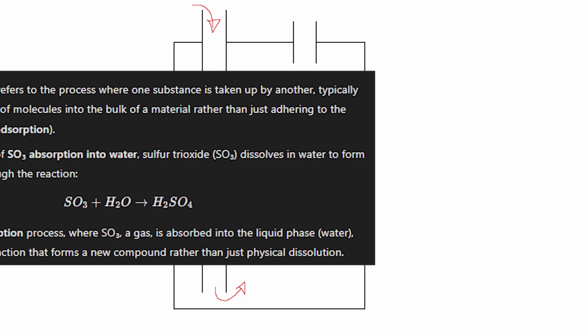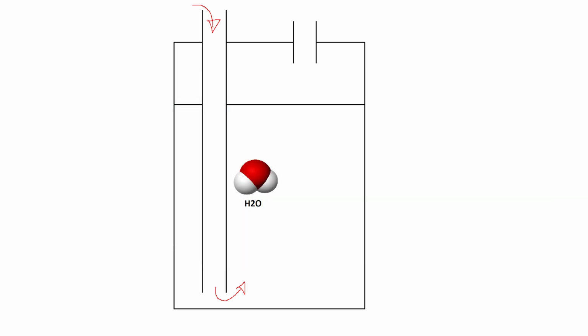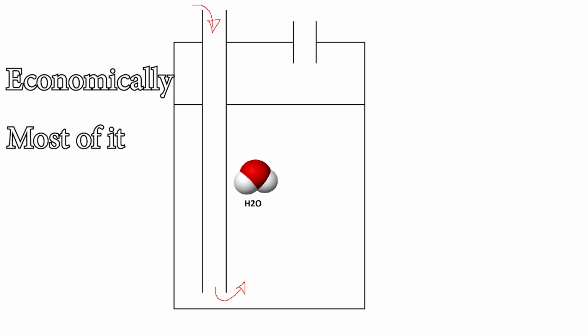So, we would like to capture some gaseous product into some liquid. In this instance, we want to capture sulfur trioxide from the gaseous state into liquid, into sulfuric acid. We would like to do that in the most economical and efficient manner, so we want to capture most of it, if not all of it.